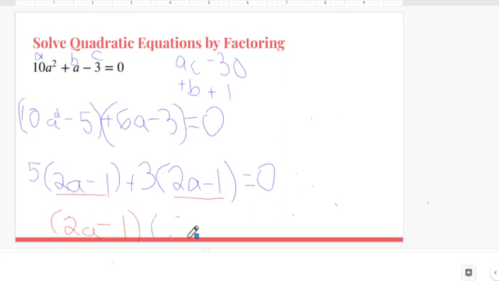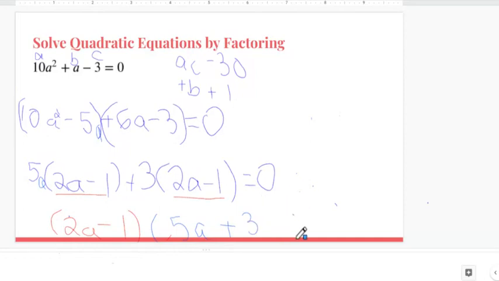Now, if you'll notice, I made a mistake here. This should have been an a. I'm going to go back and add that, and I factored out a 5a. So then I would have a 5a plus 3. Sorry about that. Now, if I was to multiply that back out using FOIL, it would give me the original polynomial.